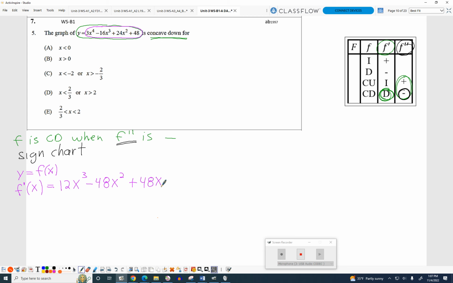Obviously. 48 x squared, 8x. 2 points for Sarah. Well done. Questions from anyone? Awesome. So as Tara said, we've now got to go find F double prime.